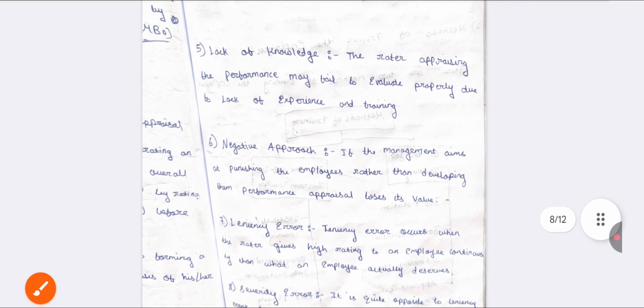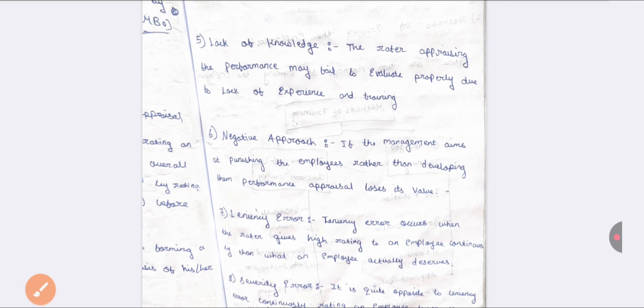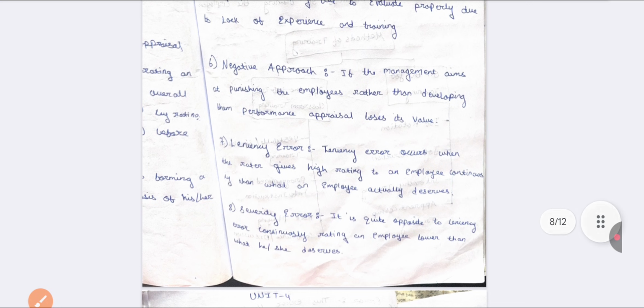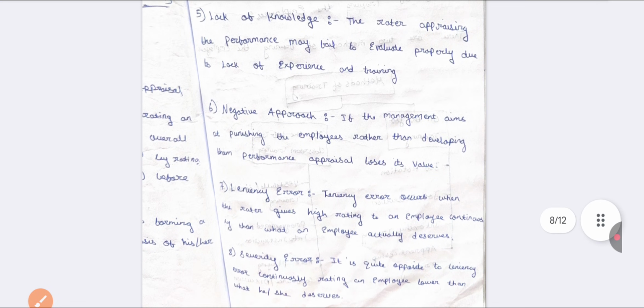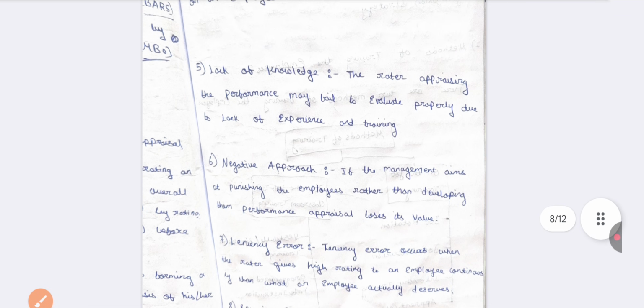Next one, lack of knowledge. Some employees will have a lack of knowledge. Next, a negative approach towards the management's performance appraisal, leniency error, and severity error. In these barriers, any 6 to 7 are more than enough for your final examination. Clear? So this is about unit number 3. Follow these two questions, methods of performance appraisal and barriers of performance appraisal. Definitely one question will be in your question paper. Clear?